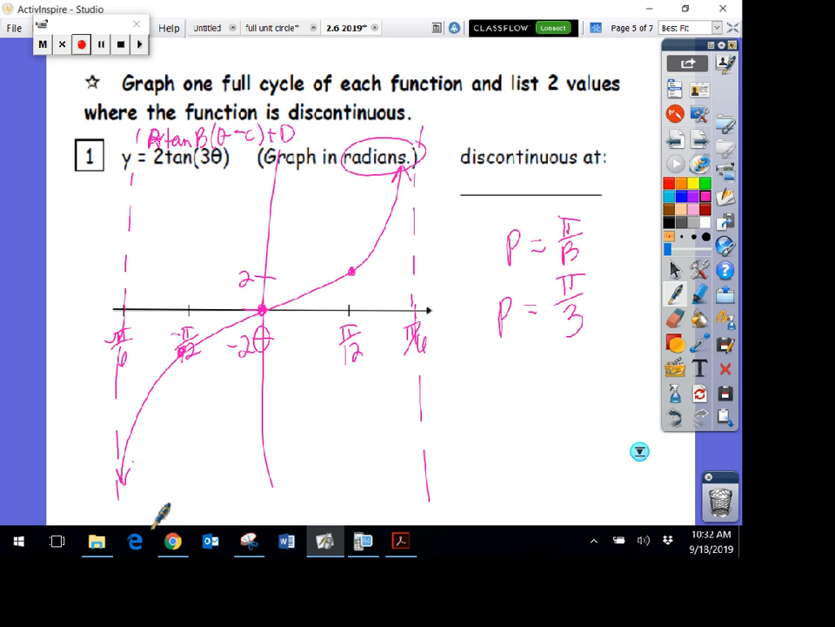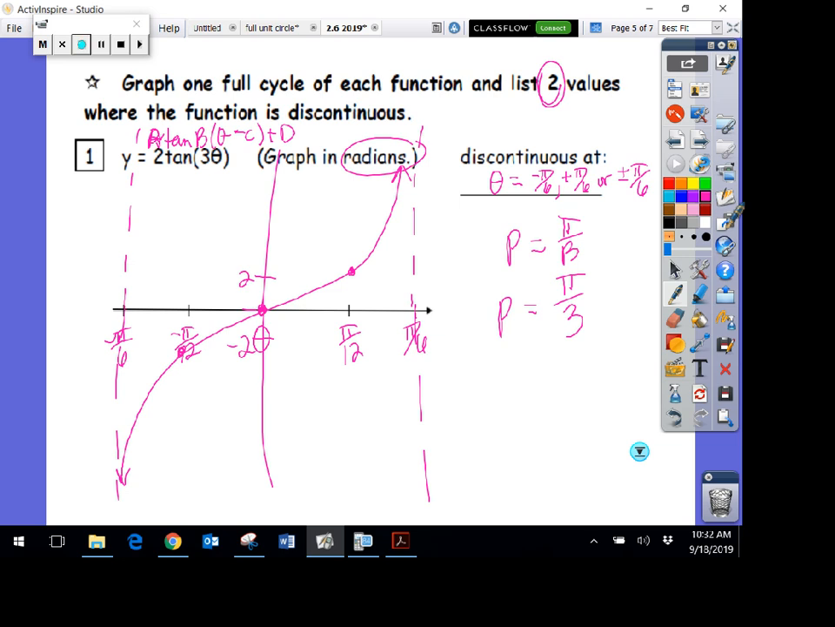Now, it says 2 values. This is discontinuous forever and ever and ever. It asks for 2 values. There's 2 on the graph, so theta equals negative pi over 6 and positive pi over 6. You could say plus or minus pi over 6. You don't have to put the plus in front of the pi over 6. Plus or minus pi over 6 would be okay if you want to write it like that.